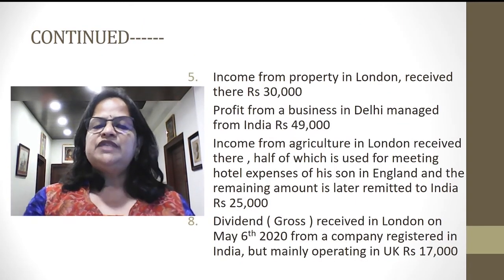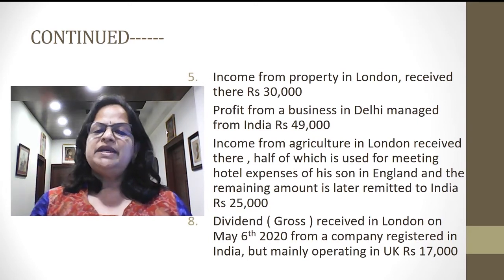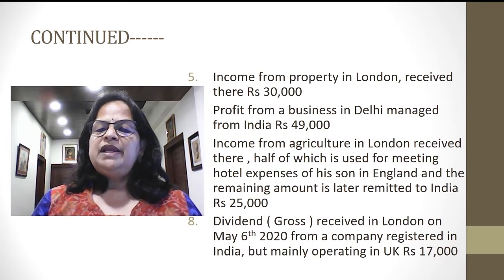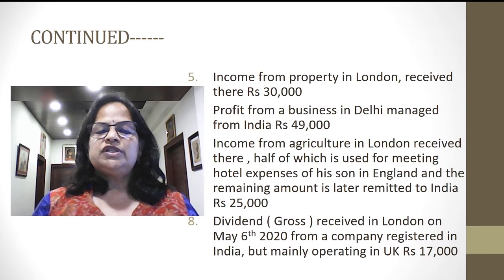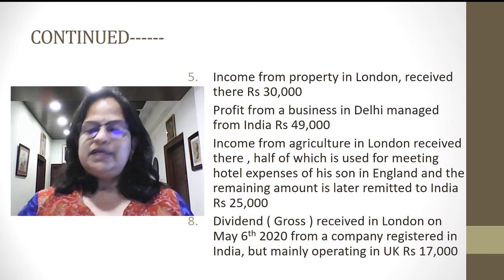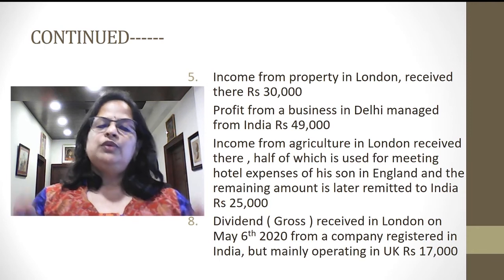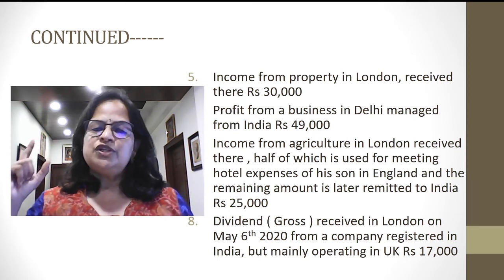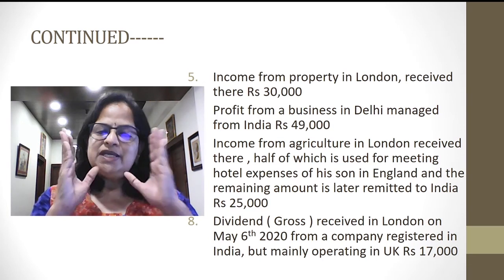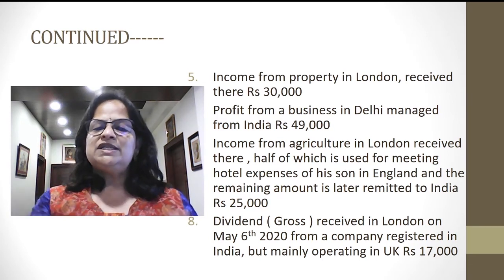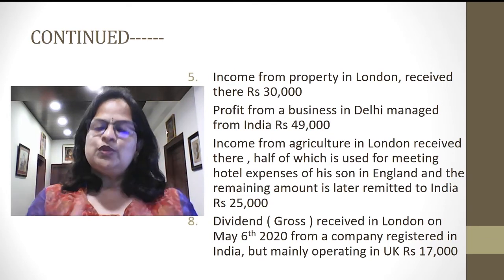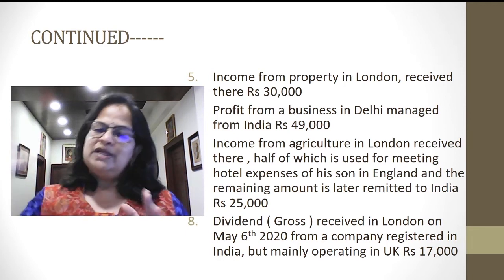Next is dividend within bracket gross received in London on May 6, 2020 from a company registered in India but mainly operating in UK, rupees 17,000. So here you have to remember that gross dividend. See now gross dividend and net dividend will make a difference only in the computation of income from other sources. If you are getting net dividend, you have to convert it into gross dividend. Now you remember that we are taking the tax for gross value. That is why it's given in the question, it's gross. We don't have to do the conversion. You have not learned conversion now. We will learn only at that time.